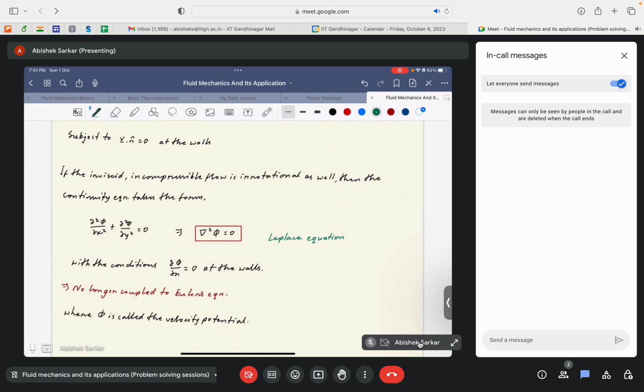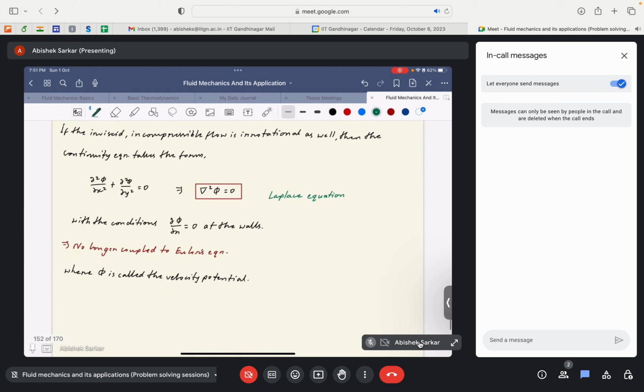Okay. Again, I'm sorry for the delay from my side. So we can continue now. We have a second order linear partial differential equation in two dimensions, which will be subjected to these sets of boundary conditions. Okay, since it is in two dimensions, we would have four boundary conditions.